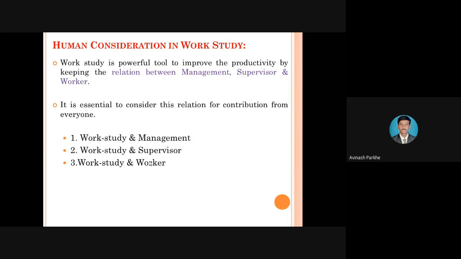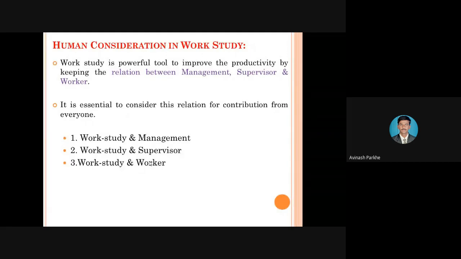Like man, machine and material, which are the three input resources, similarly management, supervisors and workers also play an important role in the concept of work study. If you think about the first one, work study and the management, management plays a very important role while implementing work study, because we have to provide the proper relation between the supervisors and the workers.